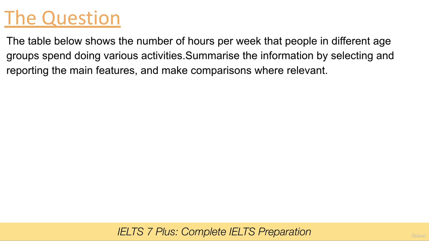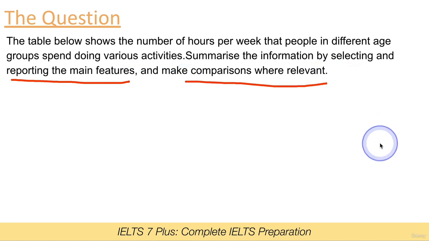So the question: the table below shows the number of hours per week that people in different age groups spend doing various activities. Summarize the information by selecting and reporting the main features and make comparisons where relevant. Okay, so what do we need to do? We need to summarize by selecting and reporting the main features and also make comparisons where relevant.